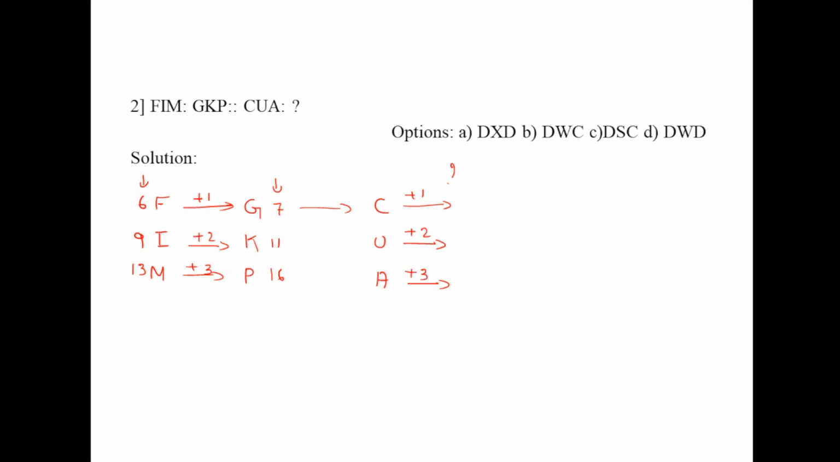So C plus 1 is D. U plus 2, write down. If you require, you can write the positions. C is 3, U is 21, and A is 1. 3 plus 1 is 4. 21 plus 2 is 23. 23 is W. Again 1 plus 3 is 4. 4 is D. Answer is DWD. Option is, I think it is there in the options. Yes, option D.